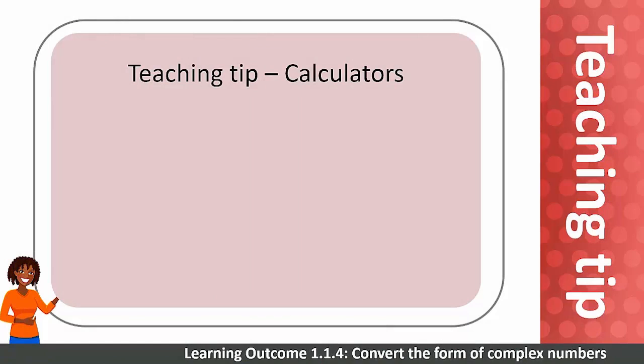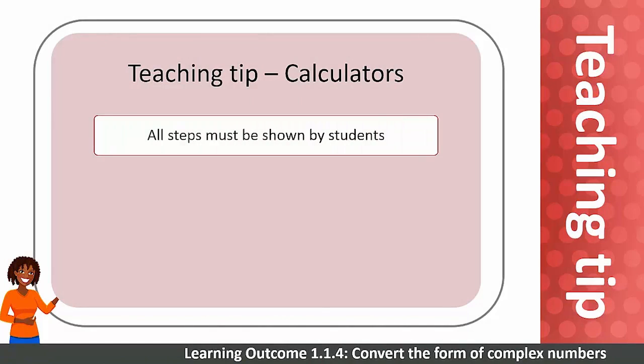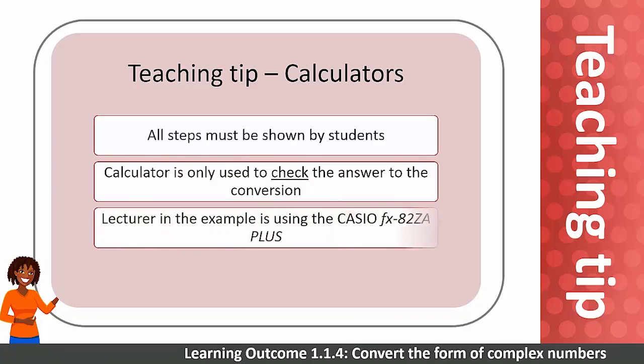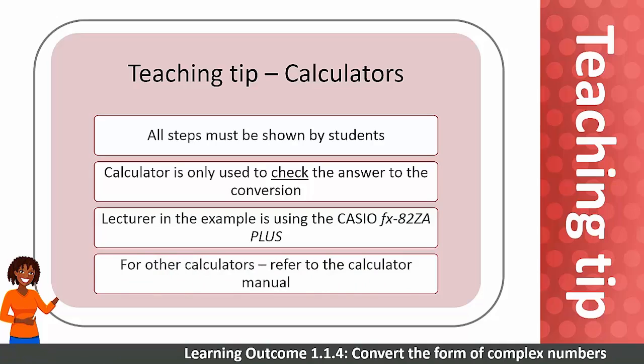Teaching tip on calculators. Remember that students always need to show all the steps in arriving at the solution. The calculator is only used here to check the answer for the conversion from one form of complex numbers to another. In the previous example, the lecturer checked his workings using a calculator. We have used a Casio FX-82ZA Plus. If your students are using another kind of calculator, they should look inside the calculator manual to find out how to do these conversions to check their answers.